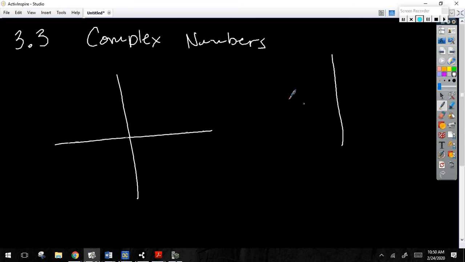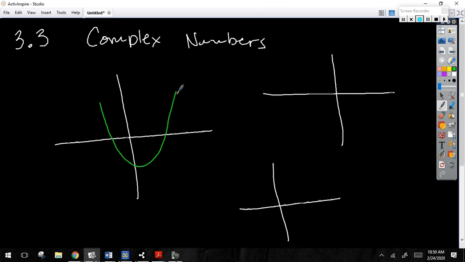And we had 3 scenarios. Scenario 1 was it had 2 solutions because it crossed the x-axis in 2 places. Scenario number 2 was it had 1 solution because it crossed the x-axis in 1 place. What was scenario 3? No solution, right? It looked like this or like this. I didn't do any of them that opened down, but they could open down, okay?